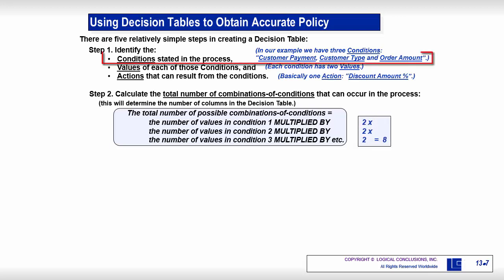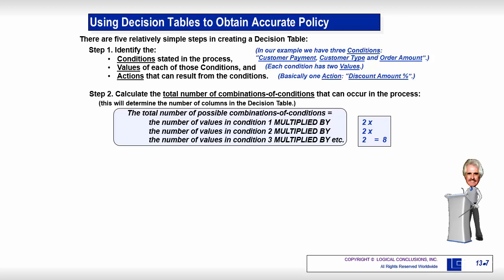Now we only have 3 conditions, and each one of these has only 2 values. So we have 2 times 2 times 2. 2 values for customer payment multiplied by 2 values for customer type multiplied by 2 values for order amount. So we have 8 columns in our decision table. If we had had one more value for customer payment, we would have had 3 times 2 times 2. So our table would have had 12 columns. As we can see, these tables can get quite large depending on the number of values of each condition.